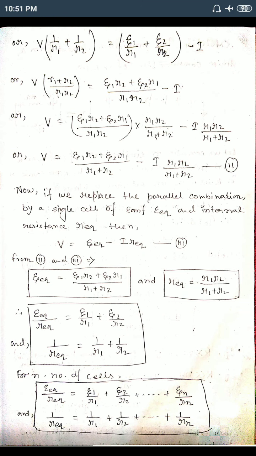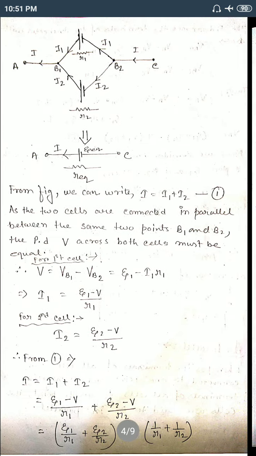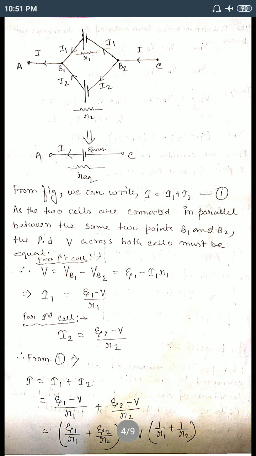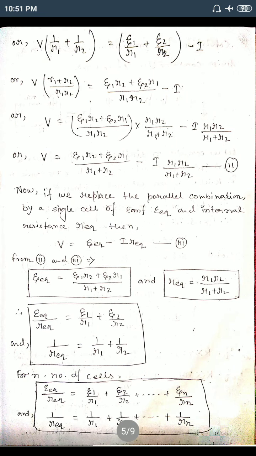V equals E1 R2 plus E2 R1 by R1 plus R2, minus I into R1 R2 by R1 plus R2. This simplification is a little bit difficult, but not so much difficult. If you simplify it carefully, you get this equation. Now here we also consider the second figure, E equivalent and R equivalent. That means we use another cell which is equivalent to E1 and E2, which replaces these two cells E1 and E2 and has the equivalent internal resistance.